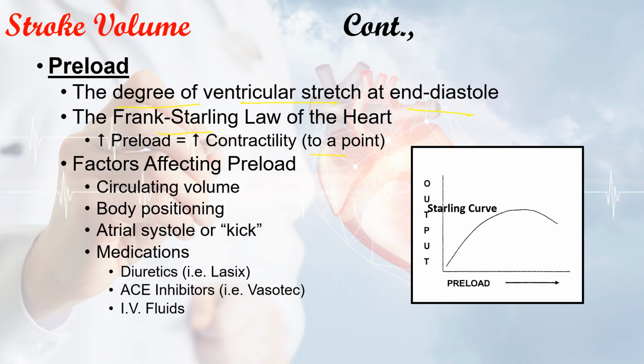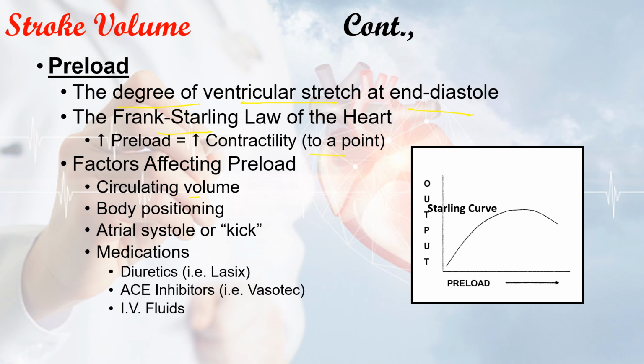Which factors may affect the preload? Certain factors affect preload, like circulating volume, that is blood volume, otherwise intravascular volume. Based on the quantity of volume, it will affect the preload. For example, during hypovolemia the amount of preload decreases, while during hypervolemia the quantity of blood collected increases. Then body position, according to the position we are lying in, also affects the preload. Then atrial systole or atrial kick.